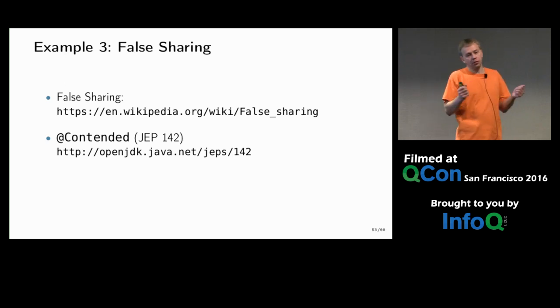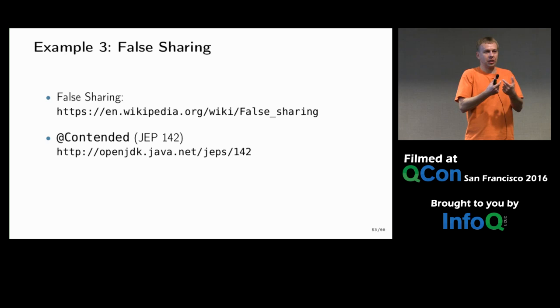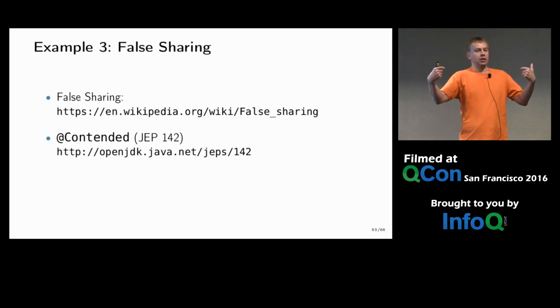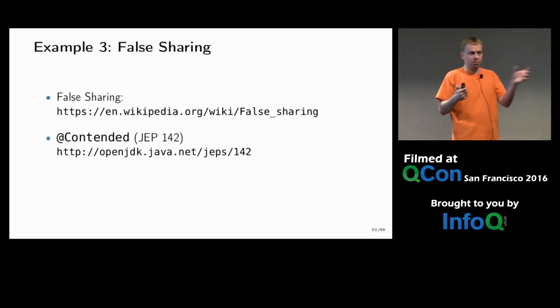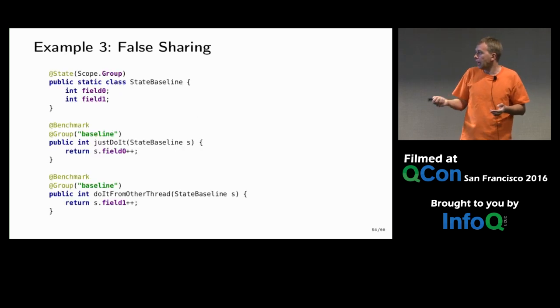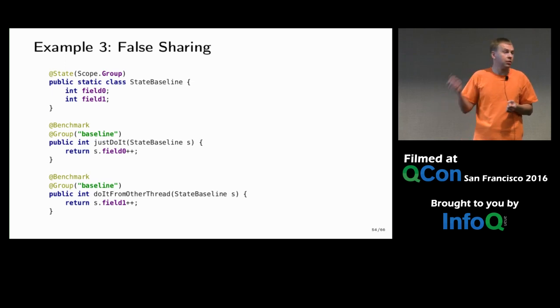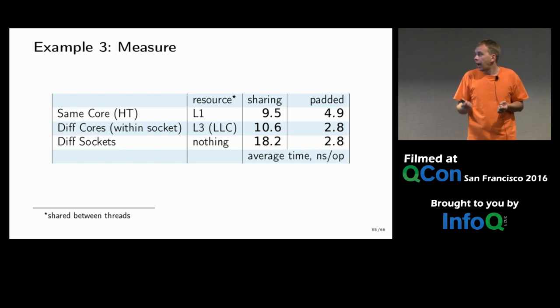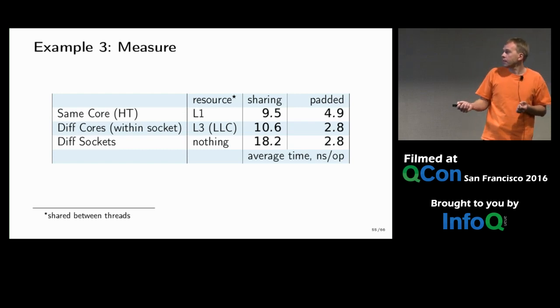This annotation checks the existing hardware and just moves these fields inside one class with some gap. Of course, there is a way to do it with padding and sort of putting some variables in between, but it's not guaranteed that they are not eliminated by HotSpot compilation. And here is the code. We have two fields. We are doing an increment from one thread, and an increment from another thread. And here are the results.